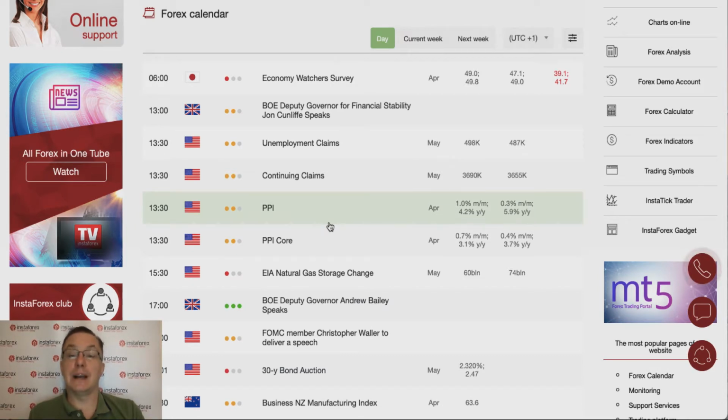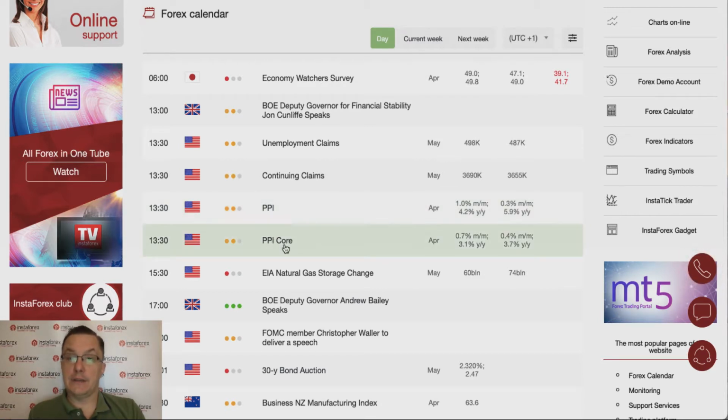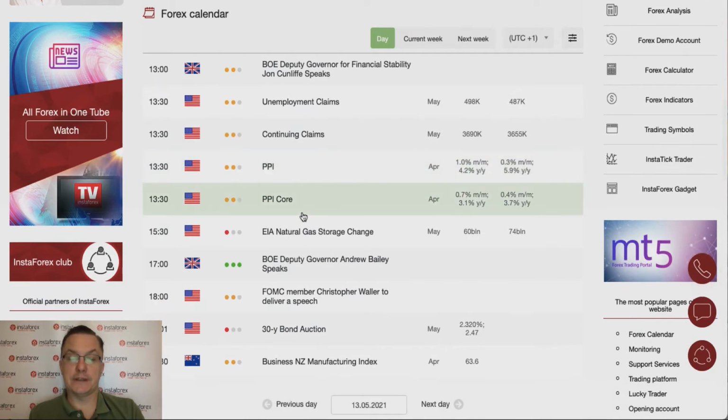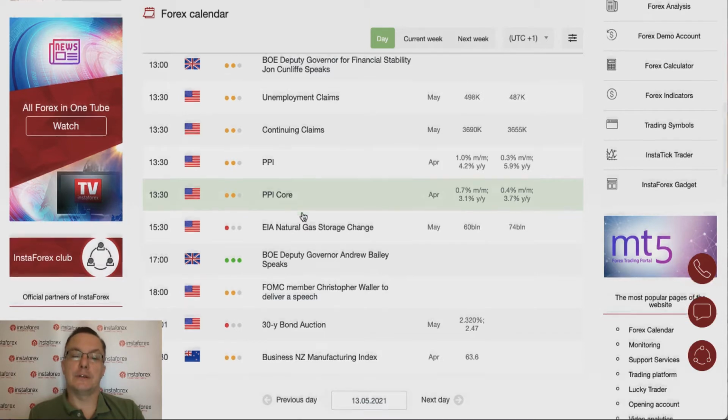Please remember, we got some very interesting data from the inflationary point of view. The inflation jumps in the US, so producer price index and producer price index core data would be kind of interesting to keep an eye on today. So that's the clue for the New York session.